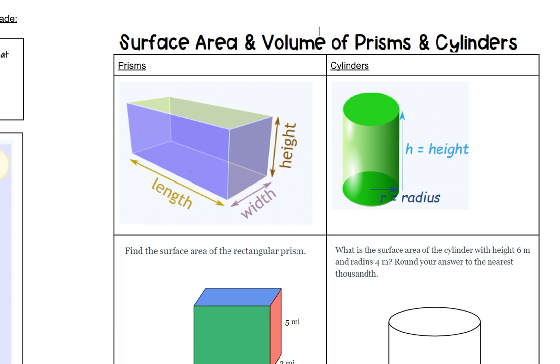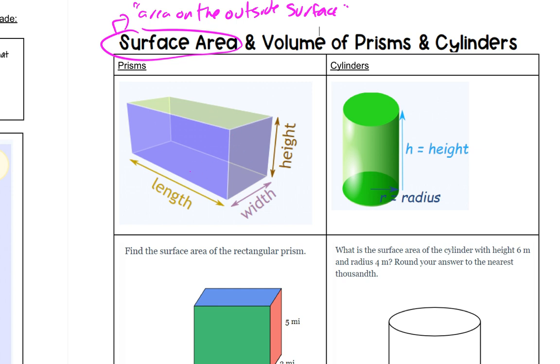Okay, so first off, what is surface area? Surface area means the area on the outside surface. Area on the outside surface, so on the outside, like what we would paint.